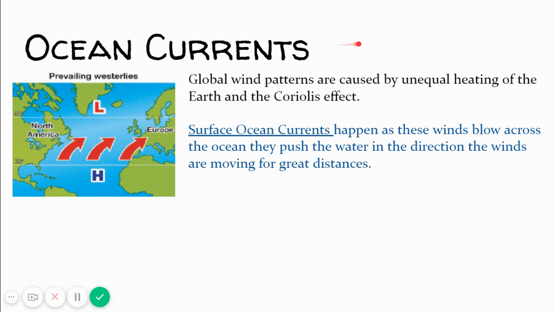Now, the global wind patterns are caused by the unequal heating of Earth and the Coriolis effect. Surface ocean currents happen as these winds blow across the ocean. They push the water in the direction the winds are moving for great distances. And here in North America, we have a really great example of this. In fact, there's a really strong ocean current that makes its way up our east coast of America here. Here's New York up here, Florida down here. And as you can see, this east coast, it makes its way up.